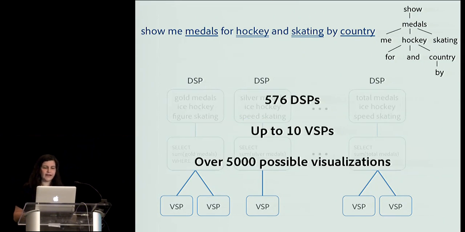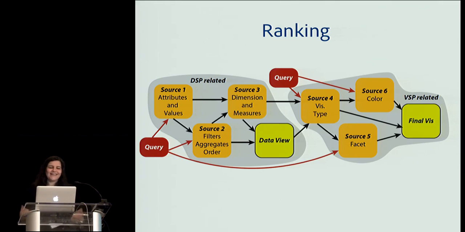And so for this actually fairly simple query, we end up generating 576 data specifications, up to 10 visual specifications, which result in over 5,000 possible visualizations. And of course, your next obvious thought right now is, well, that's a lot of visualizations, Mira. How do you decide which one to show me? And the simplest, shortest answer is we use a lot of heuristics.